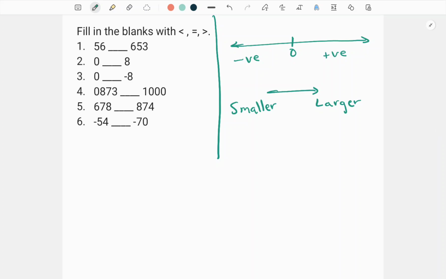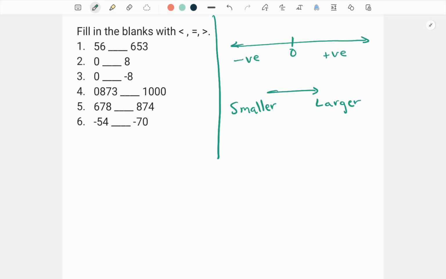0 you can think of as the center. It's not really the center. There is no center to the real line, but you can think of it as a starting point. To its right are the positive numbers, to its left are the negative numbers, and numbers on the left are smaller than the numbers on the right.